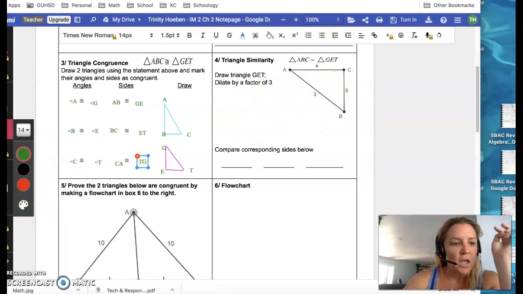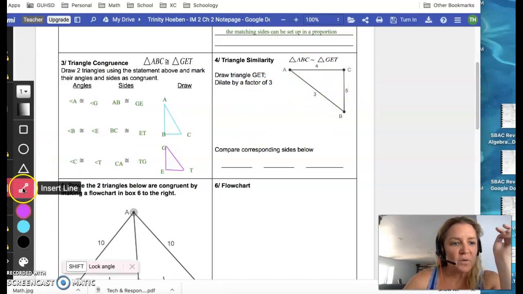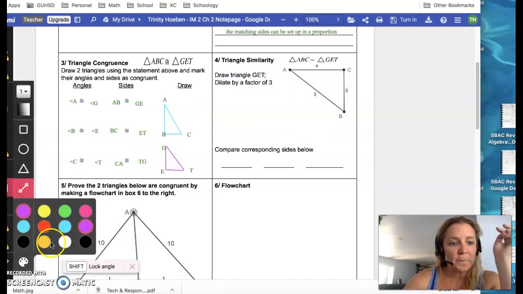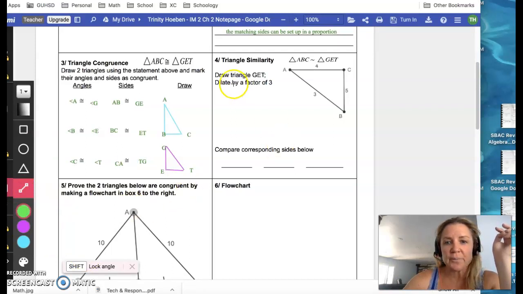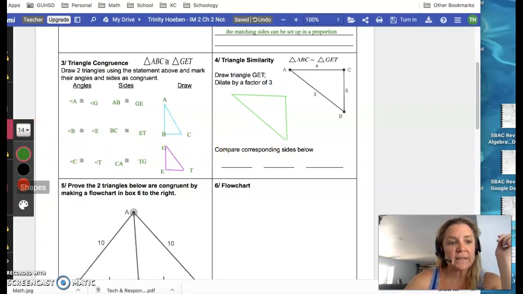So I'm just going to come over here, grab a shape. I'm going to grab the line. Let's go with this bright green here. Okay. So I'm going to try and make it look like triangle ABC as much as I can. It's not going to be perfect. Rough sketch is fine.